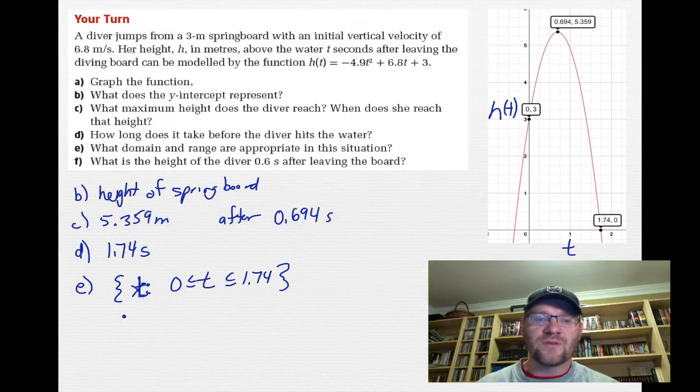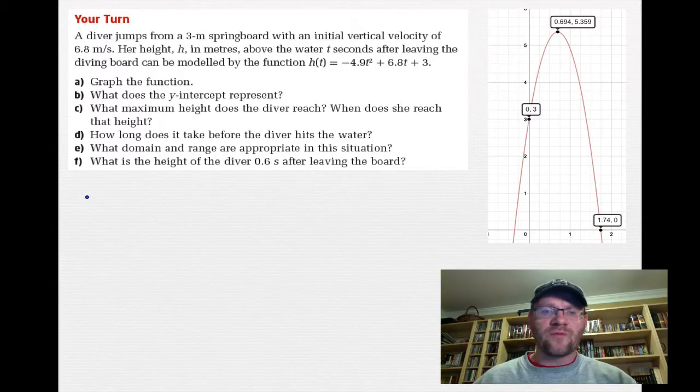The range is going to be h of t, and that is from the maximum height to the lowest height. So the diver goes as high as 5.359 meters and as low as 0 meters. So we would then say that h of t is between 0 and 5.359.